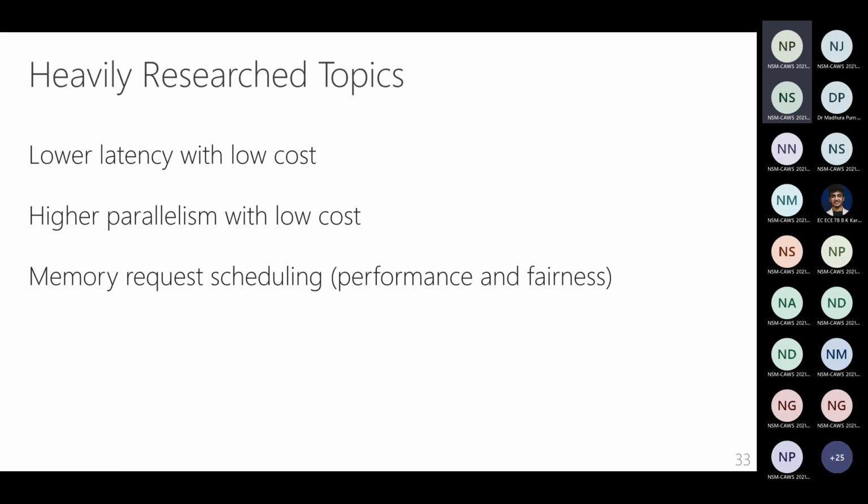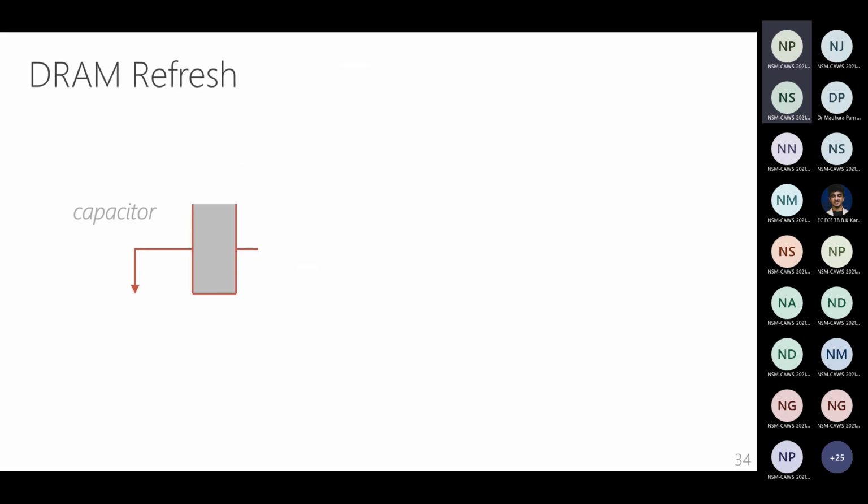Someone raised a question. What happens if a thread maliciously generates requests such that it keeps its row always open, and therefore keeps the memory controller occupied with servicing its requests, right? There's been plenty of research done on memory request scheduling and how to improve performance and fairness by improving memory requests.